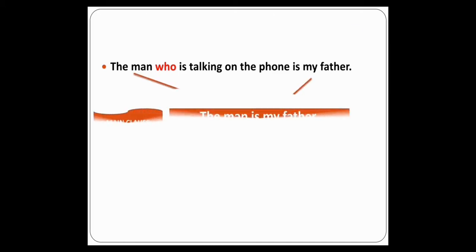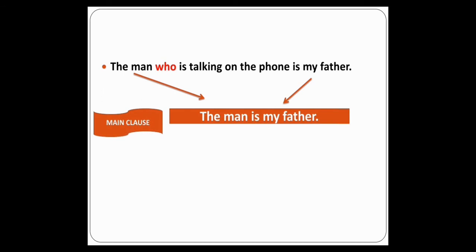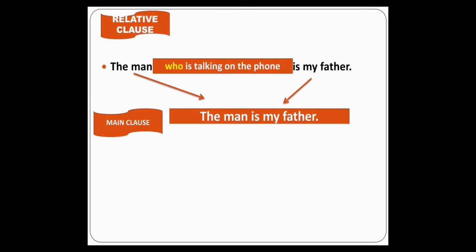Now in this sentence we have two parts. The first one is, the man is my father. Now this is the main part because we have a subject plus verb plus complement. And we have a complete idea, complete thought. The man is my father, so the idea is clear. And the second part, which is who is talking on the phone.